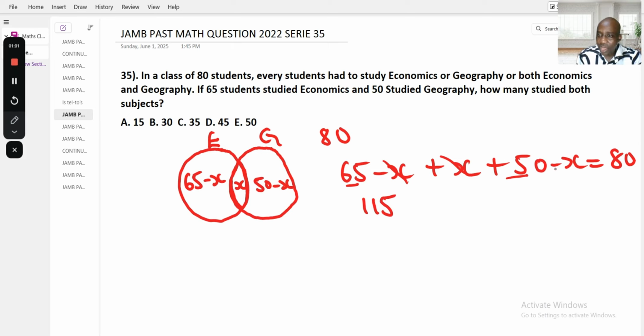115. And we have minus X left here, equals to 80, isn't it? Now let's collect like terms. This 80 jumps up to come and meet your elder brother here, and this minus X will jump to the other side.